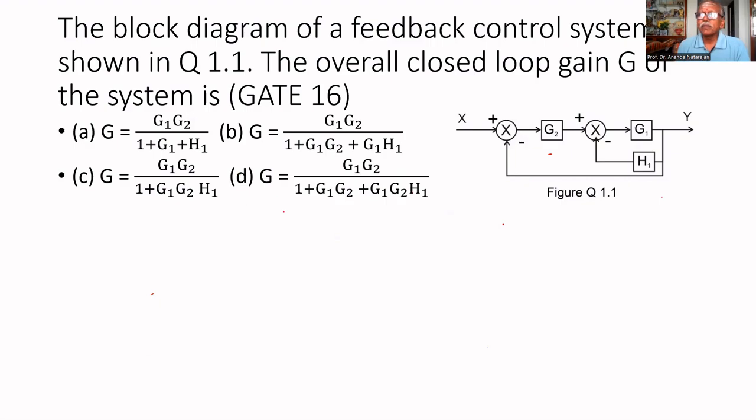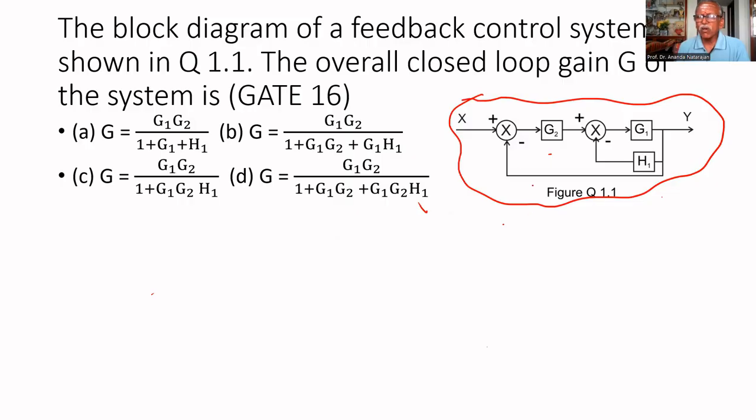The block diagram of the feedback control system is shown in the figure. The overall closed loop gain G of the system is, the block diagram is given here. If you use block diagram reduction, it will take a long time. That's why let us assume that this is as if it is a signal flow graph. Don't draw the signal flow graph because it will consume time.